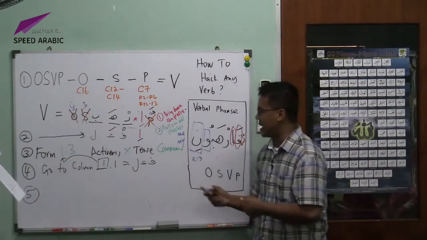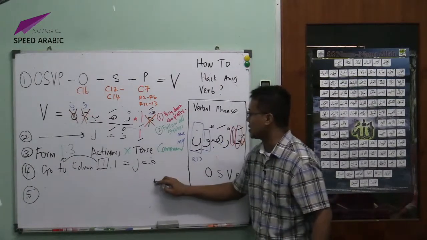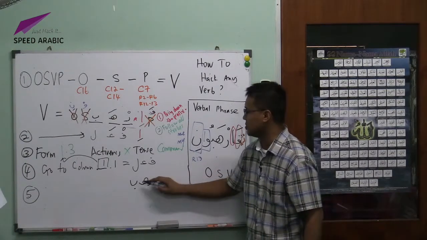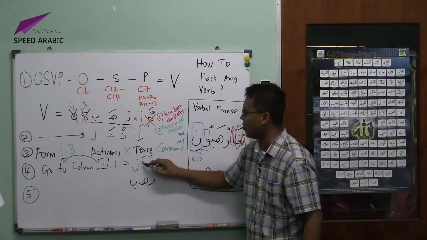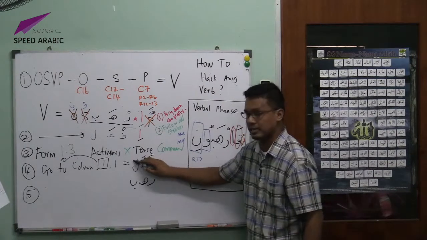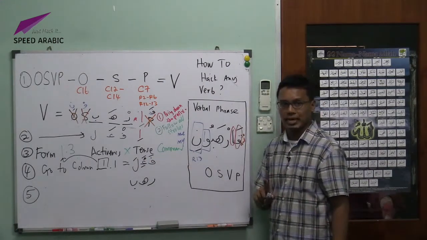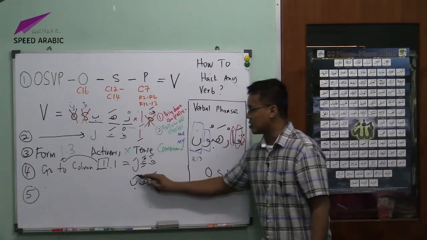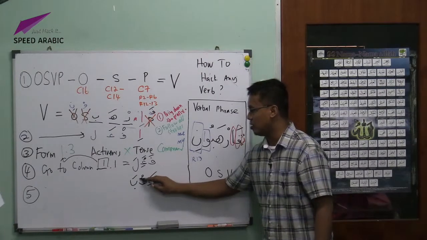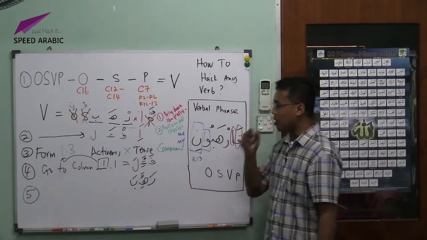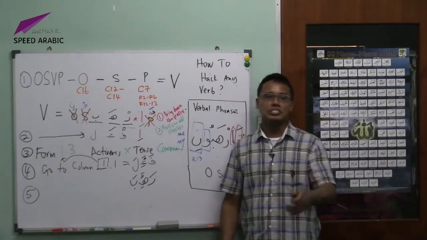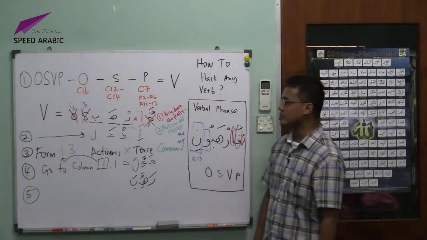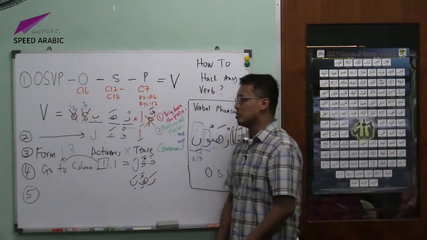So when we change back to the target verb, we just take the root. Okay? We just take the root. This one is fa'ala or fa'ila or fa'ula, right? There are 3. Like I said, form 1 has 3 possibilities. So this one can be rahiba or rahaba or rahuba, depending on the dictionary listing. Okay?